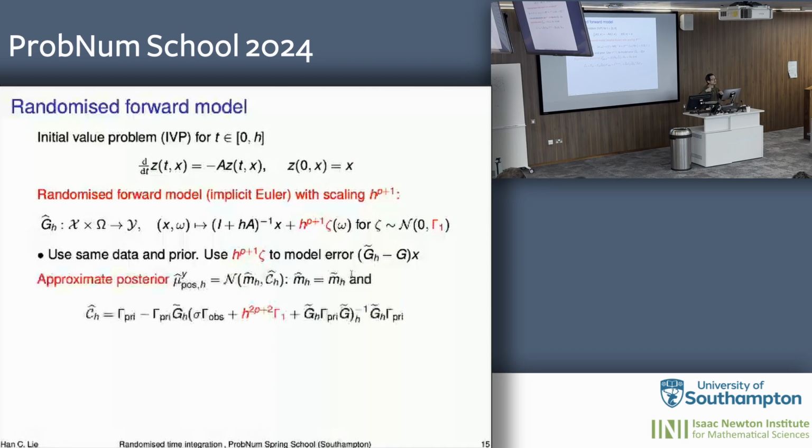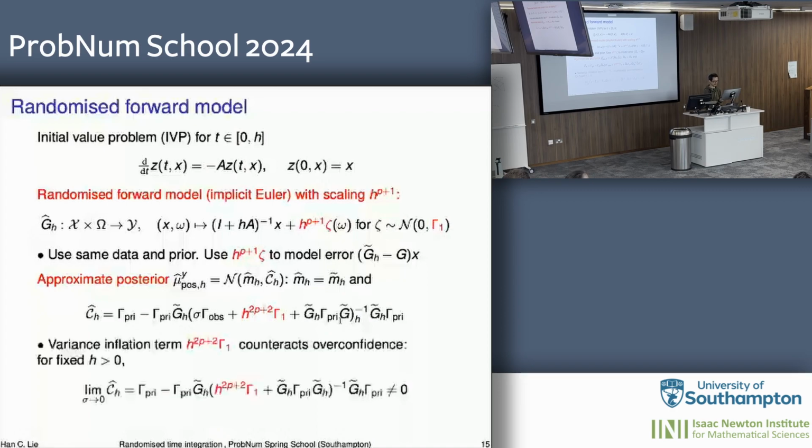The approximate posterior, if you crank through the whole Gaussian formula, gives you the following. The approximate posterior, mu hat, depending on your fixed time step H, is Gaussian with mean m hat H and covariance C hat H. It turns out that since our noise has mean 0, the posterior mean m hat H is the same as the thing that we had before. The covariance, on the other hand, is different. So now you have this additional term, H to the 2p plus 2 times gamma 1, which is the covariance operator of zeta.